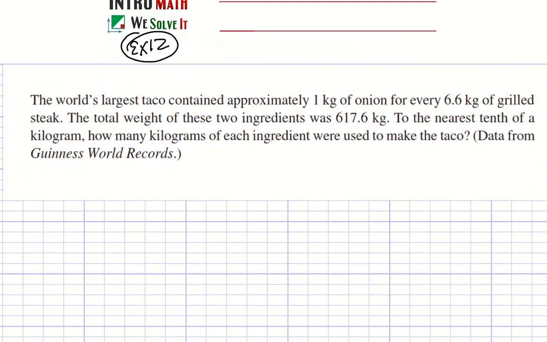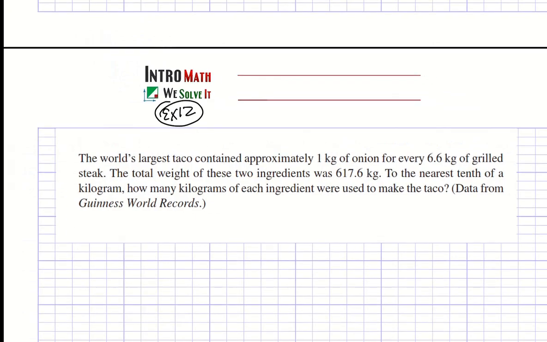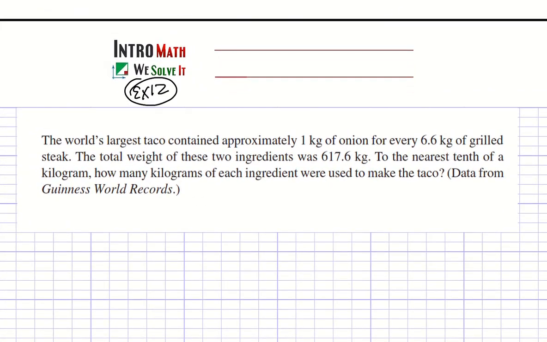Now look at this one here. It says that the world's largest taco contained approximately 1 kilogram of onion for every 6.6 kilograms of grilled steak. The total weight of these two ingredients was 617.6 kilograms. To the nearest tenth of a kilogram, how many kilograms of each ingredient were used to make the taco? Again, you see what is going on there?